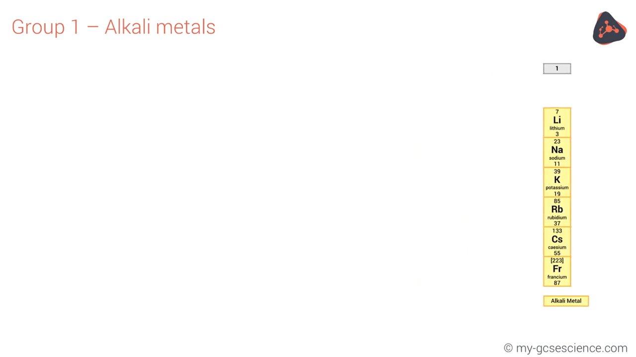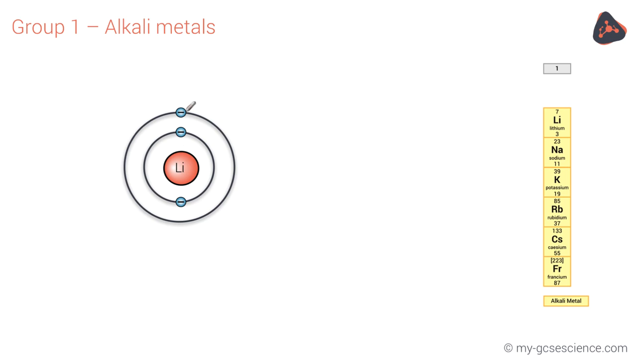All Group 1 metals have one electron in their outer shell. This means that when they react, they need to lose this electron so that they now have a full outer shell of electrons and that they're stable. By losing an electron, they become +1 ions. This is because electrons have a negative charge, and so if they lose an electron, they'll now have more protons than electrons, and so the overall charge will be positive.